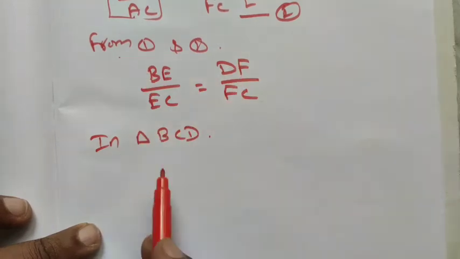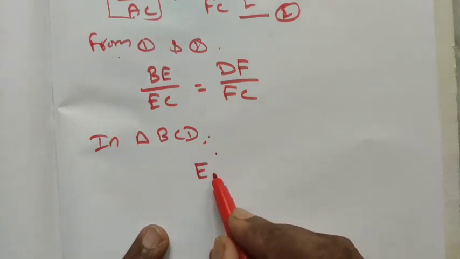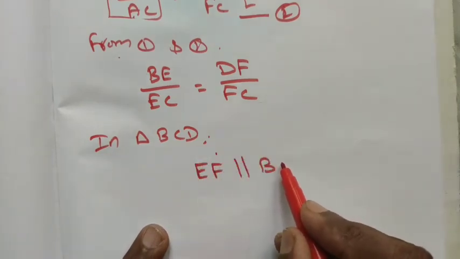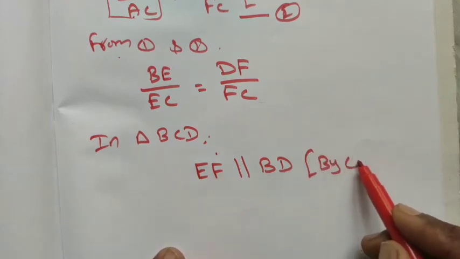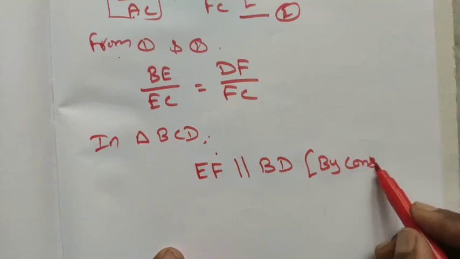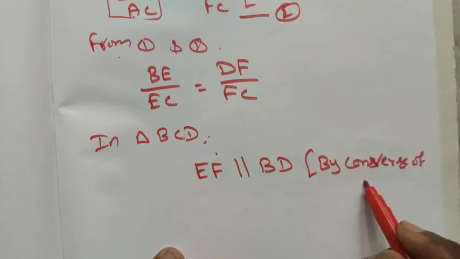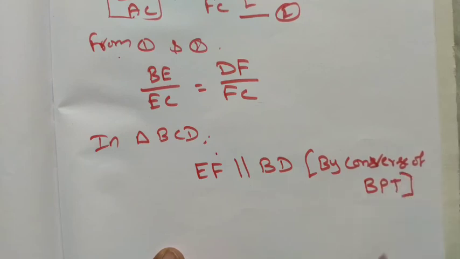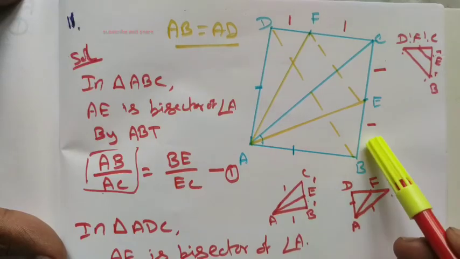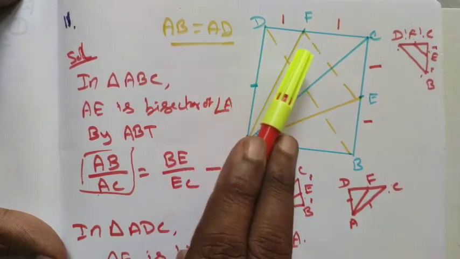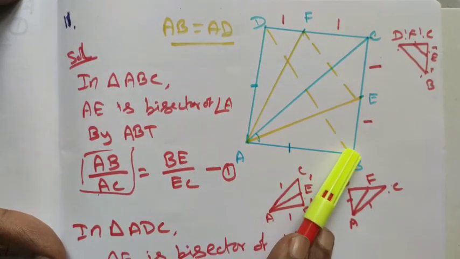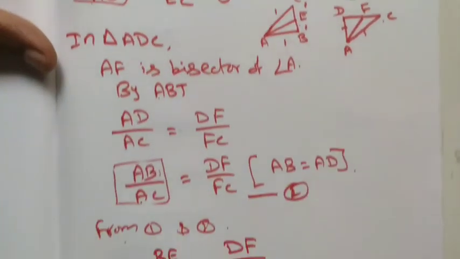by this condition we can say that EF is parallel to BD, or BD is parallel to EF, by the converse of the basic proportionality theorem. So clearly, BE divided by EC is equal to DF divided by FC means, in triangle BCD, EF is parallel to BD. Only then can we write the formula, right? So hence we have proved.